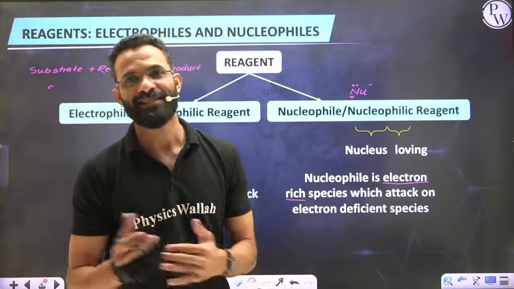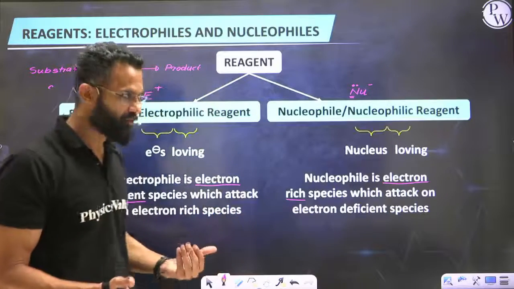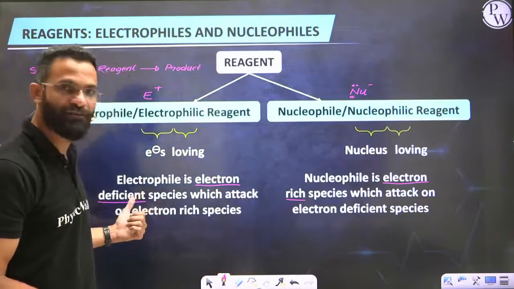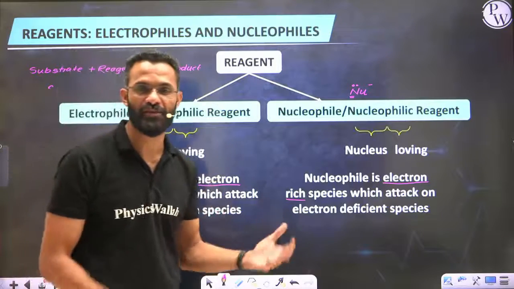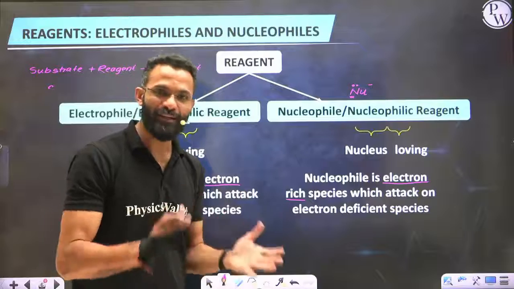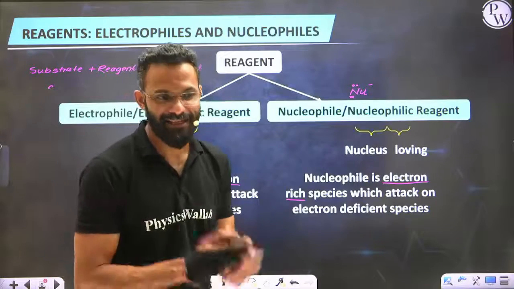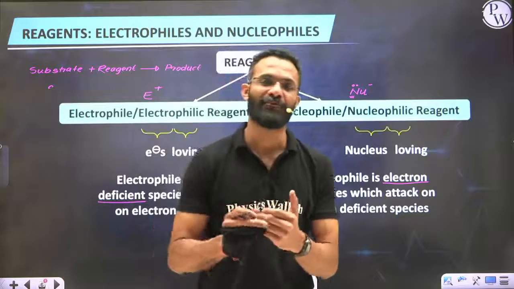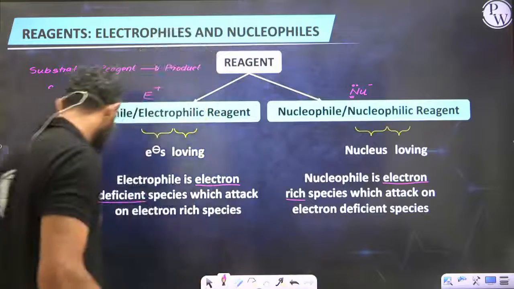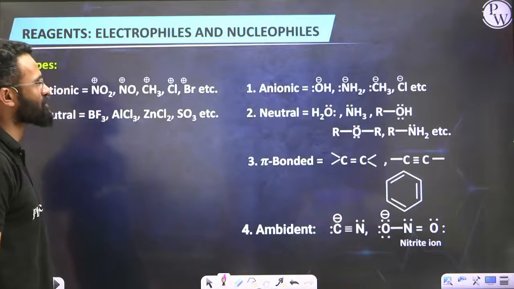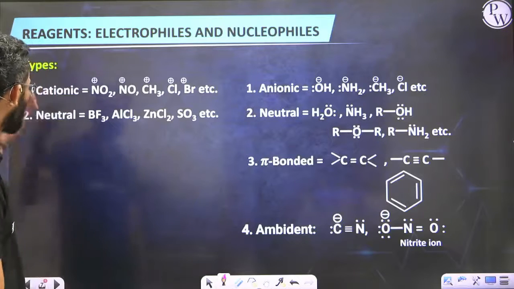And on the other side, electrophiles, of course, are going to be themselves electron deficient, but have a tendency to attack at electron rich species. Now dear student, let us understand in detail how we exactly classify these electrophiles and nucleophiles. Hence the next part that we want to learn is the classification, or the types, of electrophiles and nucleophiles.